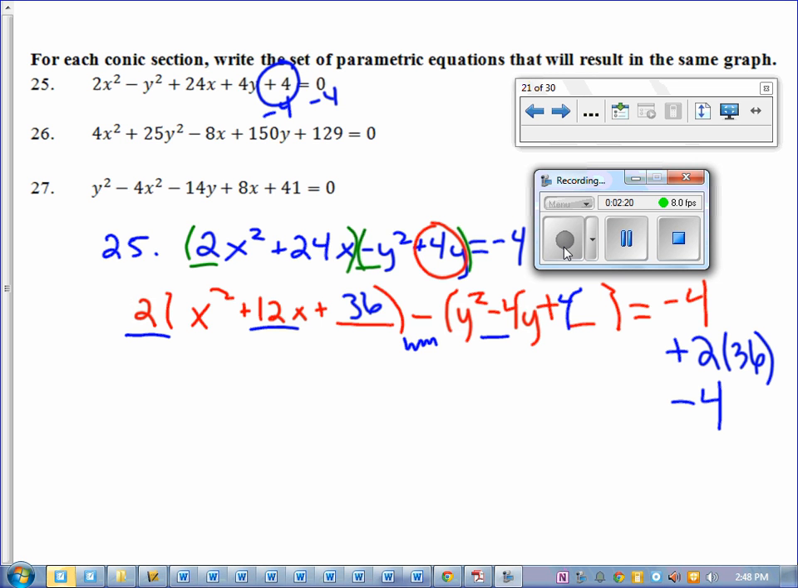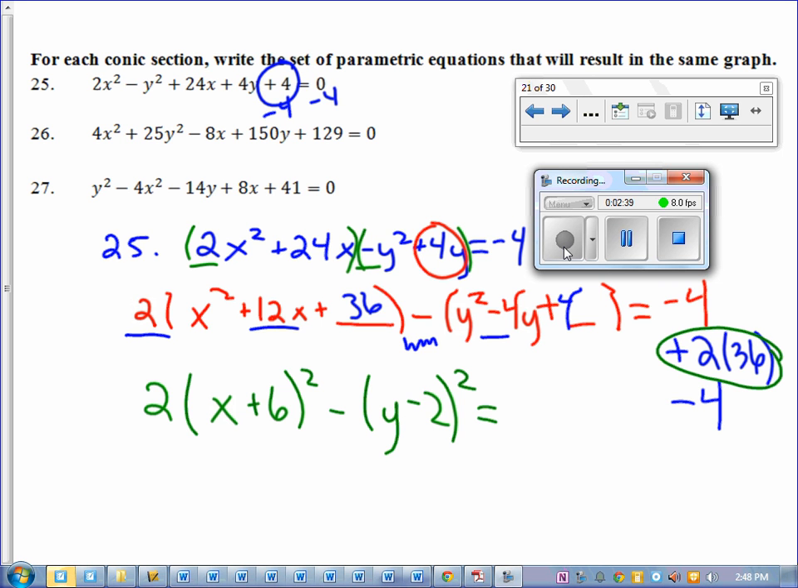So now we're going to go through, we're going to simplify everything that we can. So this is now 2 times, and let's factor this x term, x plus 6 quantity squared minus y minus 2 quantity squared equals 2 times 36 is 72, minus 4 is 68, minus 4 more is 64. We're almost there. Standard form equations equal 1, so we need to divide everything through by 64.